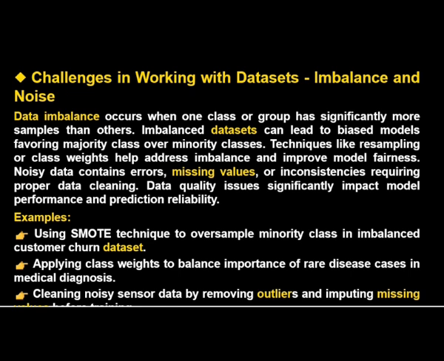Dataset imbalance occurs when one class dominates the other class. This can cause biased models that ignore minority classes of the dataset. Noisy data includes errors, missing values, or inconsistencies in the data. Handling imbalance and noisy data is essential for fair and reliable predictions.